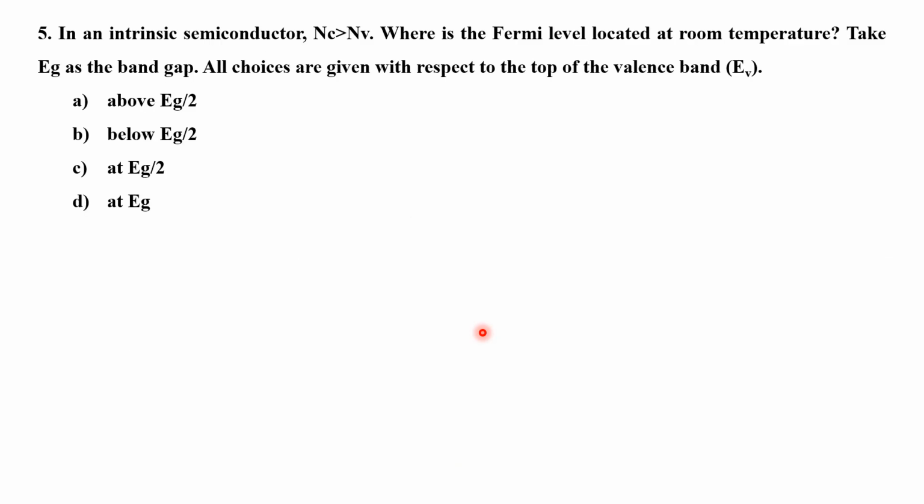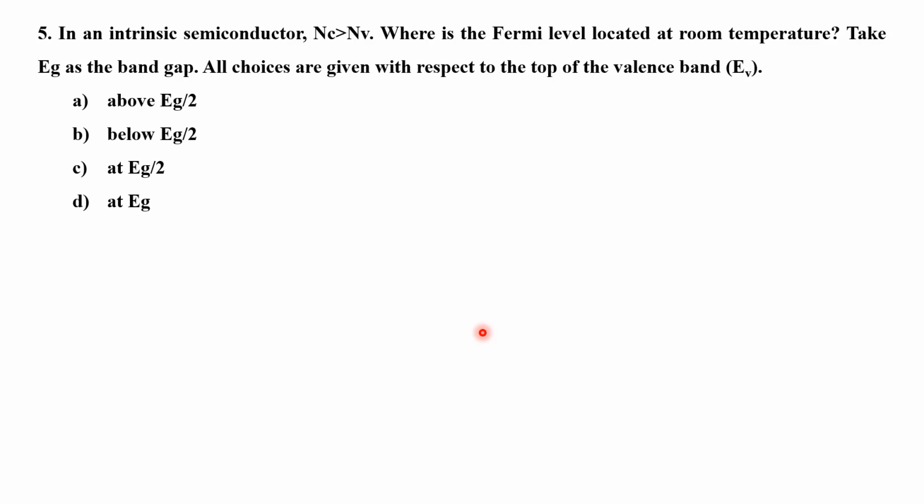Yes, ma'am. Next, in an intrinsic semiconductor, it is given that Nc is greater than Nv. Where will the Fermi level be located at room temperature? Take Eg as the band gap. All choices are given with respect to the top of the valence band.